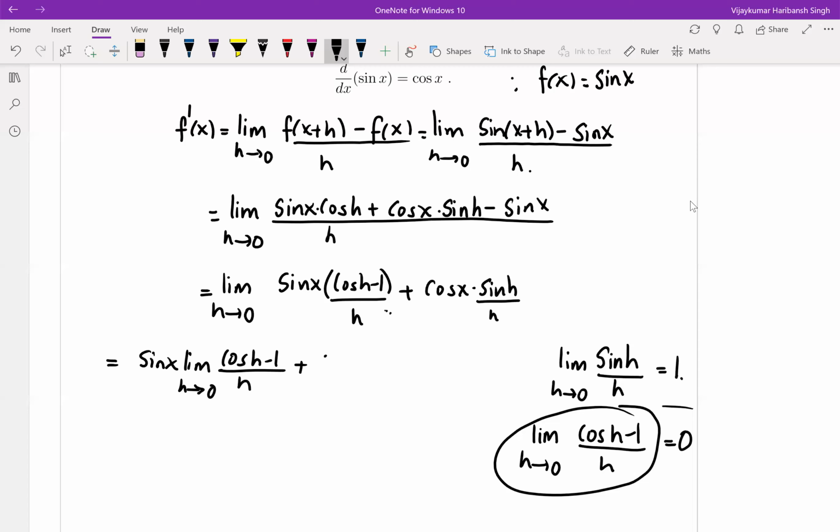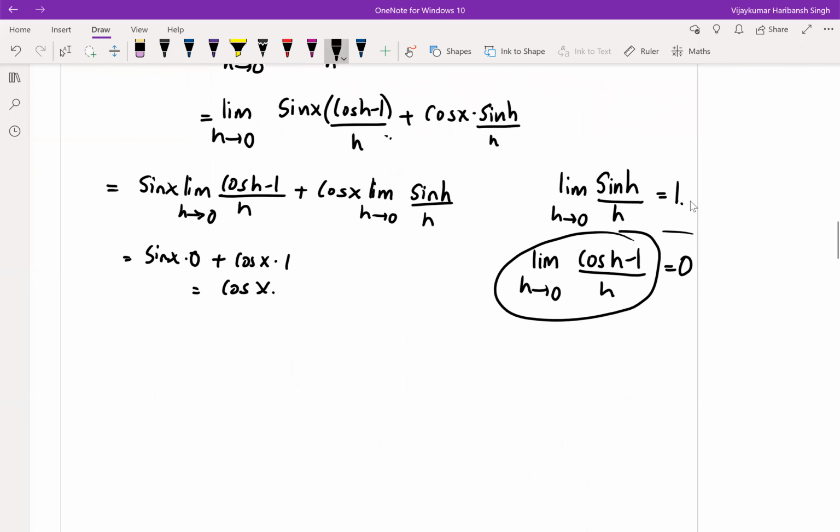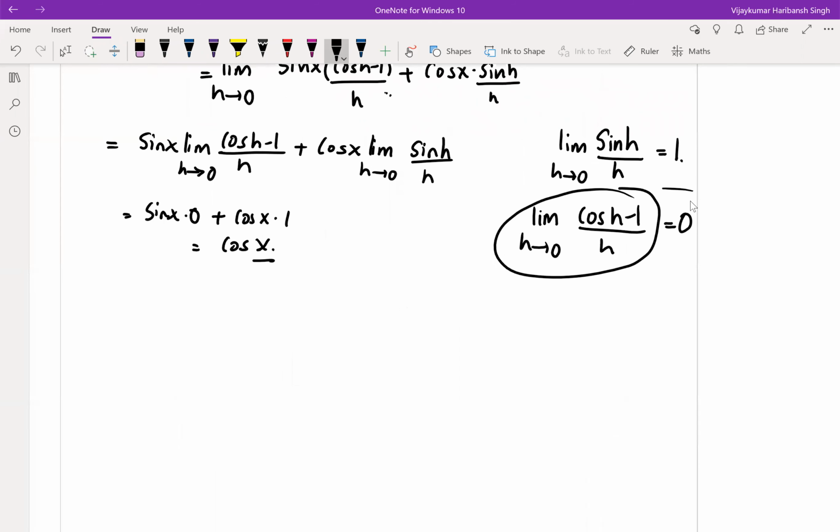And here you can take cos x common. You can take limit as h goes to 0 of sin h over h, and this limit is 1, so you get sin x times 0 plus cos x times 1. So it is cos x. All right, so we have shown that if f of x is sin x, then f prime x is cos x, or we can write it as derivative of sin x is equal to cos x.